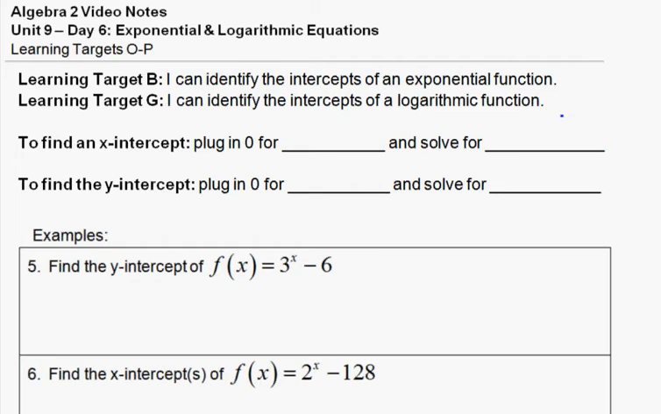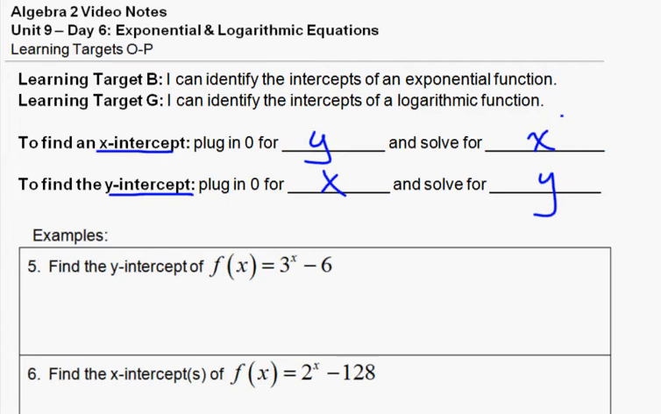So in general, to find an x-intercept, you plug in 0 for y and solve for x. In general, to find a y-intercept, you plug in 0 for x and solve for y. Now this is true for any function. It doesn't matter whether it's a line, a quadratic, exponential, square root. This is always true. Now sometimes you will not get a solution, which tells you that you do not have an x or y intercept in that situation.